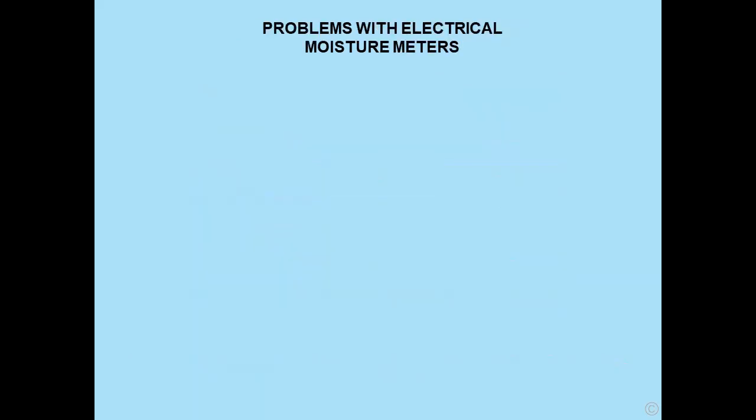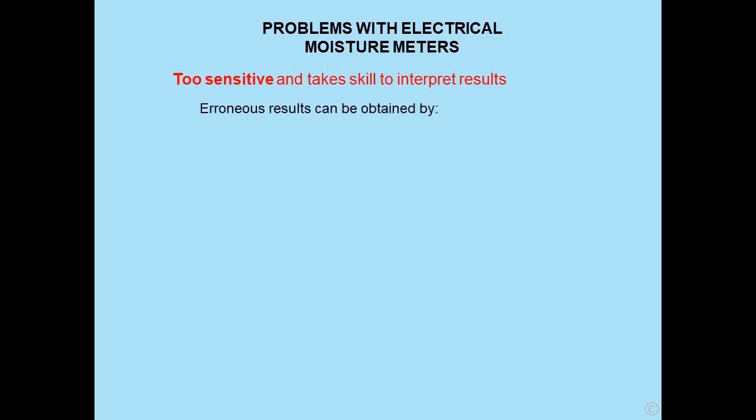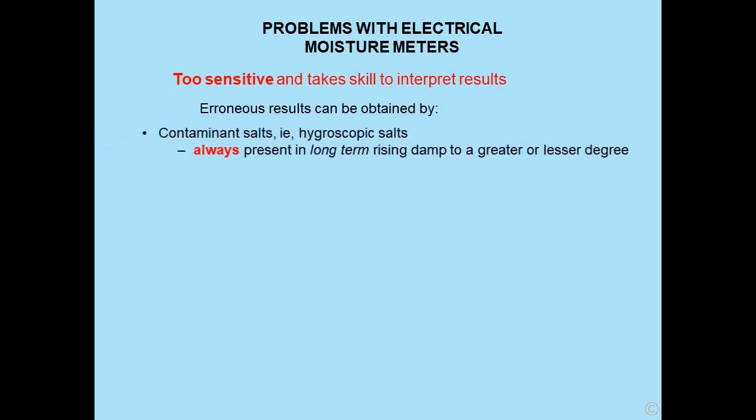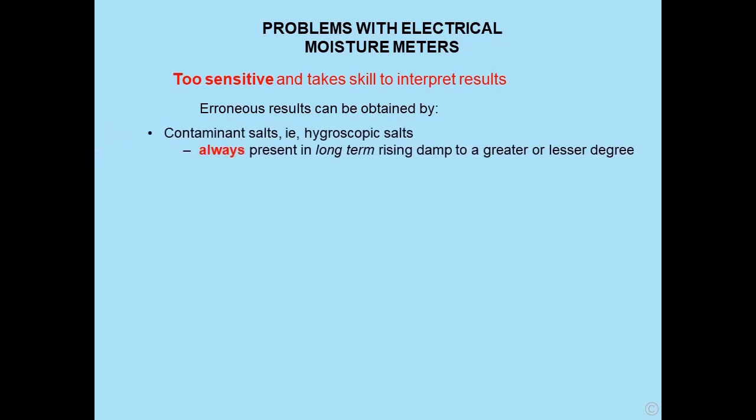So what are the problems we get with electrical moisture meters? Well, first of all, as we've seen, they are too sensitive. But the other feature of them, it takes skill to interpret the results and knowledge and a bit of common sense. So we can get erroneous results from the following. Contaminant salts, hygroscopic salts, they're always present in long-term rising damp to a greater or lesser extent. Also present around some chimney flues by means of long-term burning of fossil fuels.